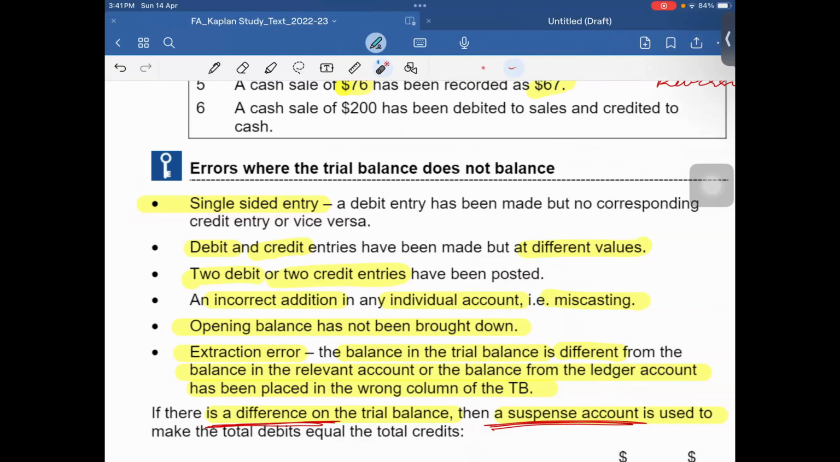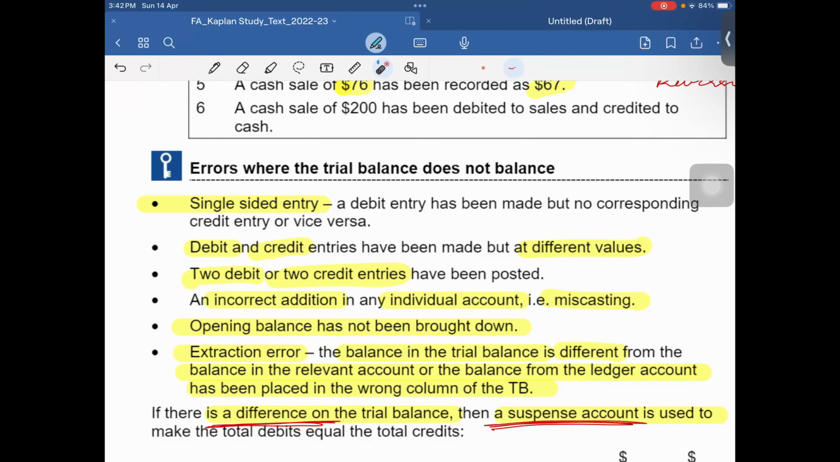Suppose while we are posting our double entry, we have recorded only one side of the transaction. That means the other side we have either left out, or we have taken it correctly, but the other one we haven't yet used. So in this case, there is a single-sided entry.